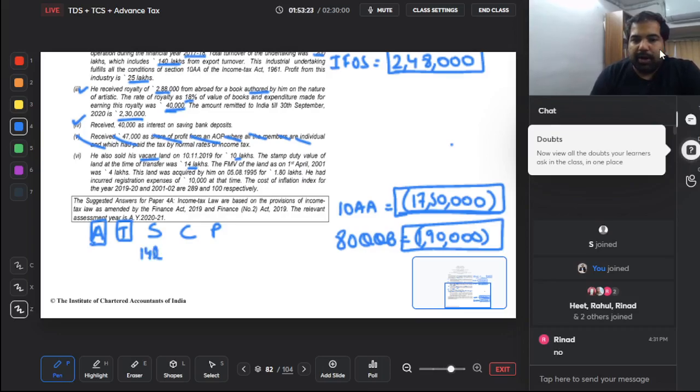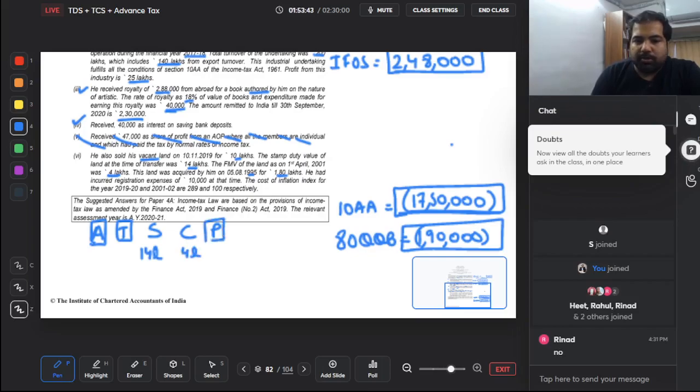The land was acquired by him in 1995 for 1,80,000. Can we take the FMV as on 1/4/2001? Yes, but it should not be more than the stamp duty value. But at that time that law was not there. So can I take 1,80,000 or 4 lakh, whichever is higher? So I can take 4 lakh as my cost.